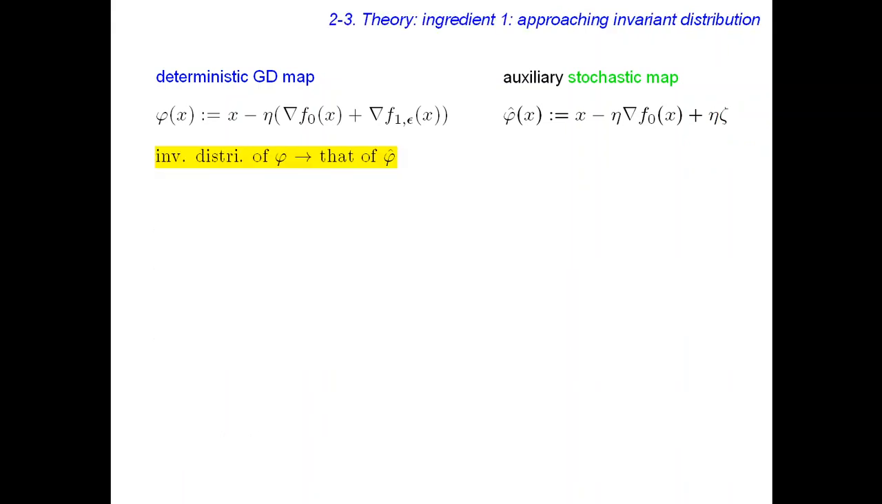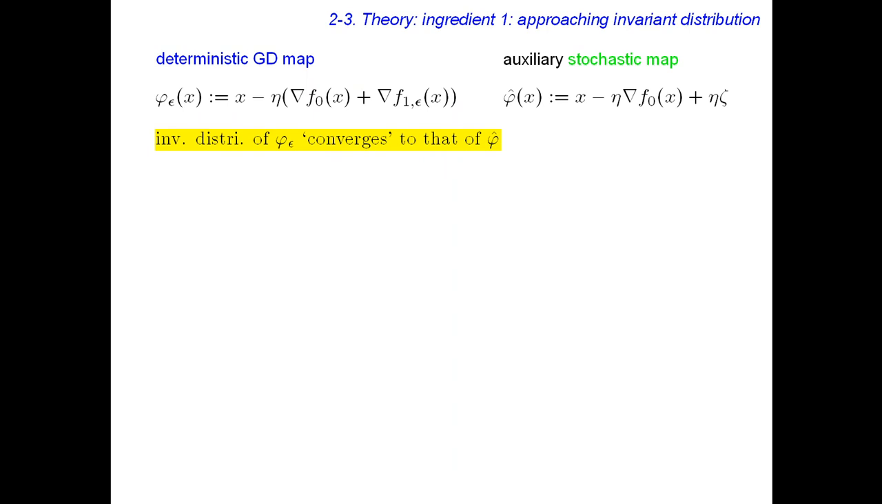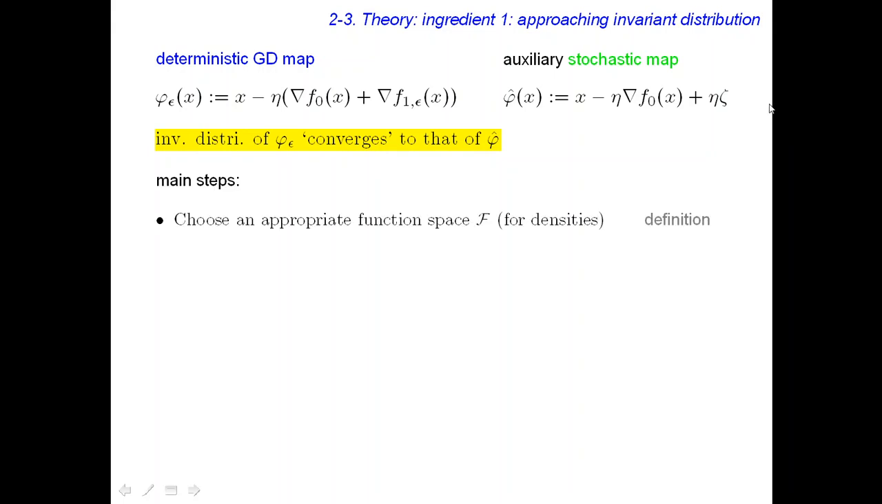So therefore, let me first tell you why we have the first ingredient, namely the approachment of invariant distributions of phi to that of phi hat. For accuracy, let me explicitly write down the subscript epsilon after phi, because the phi map really depends on epsilon, but the phi hat map doesn't. And the main step for showing so is the following.